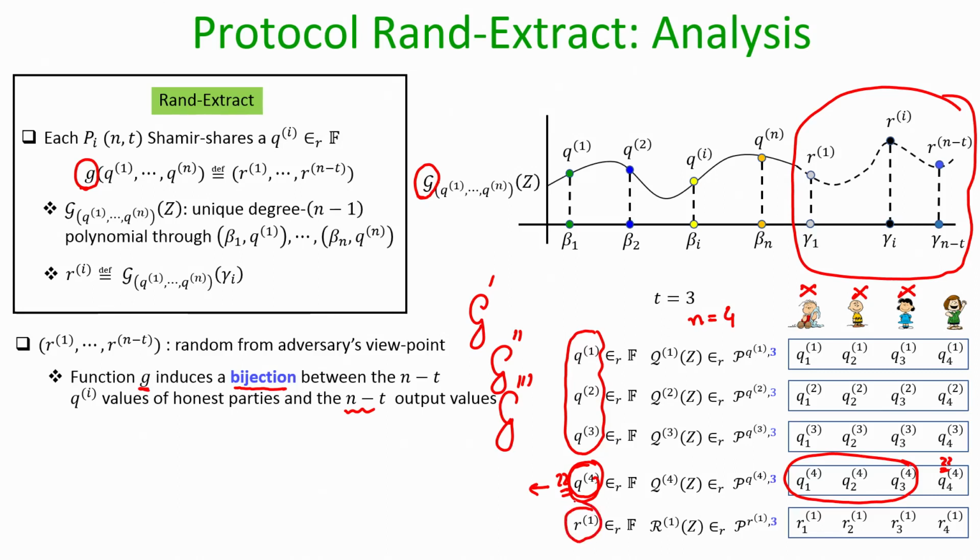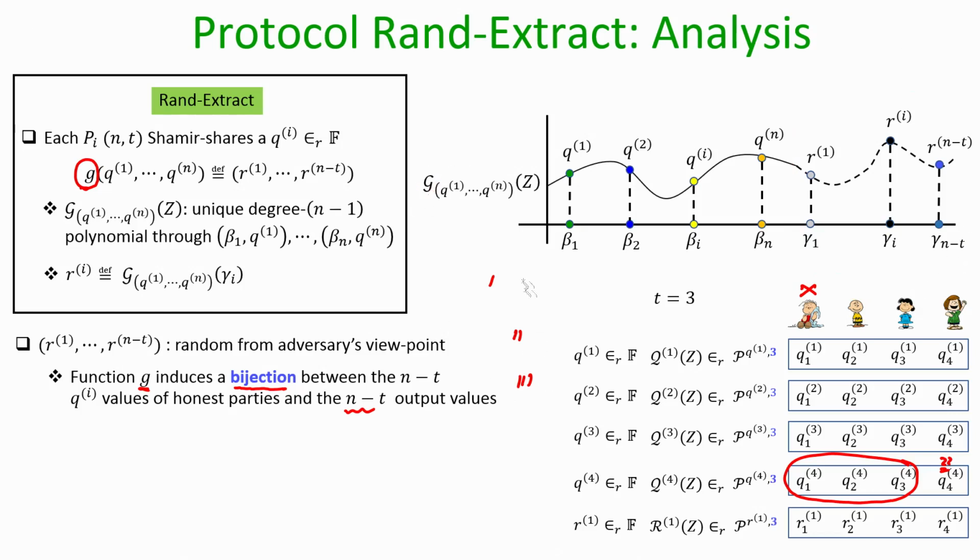And that is why, since n minus t input Q values are not known to the adversary, as soon as the adversary fixes any candidate n minus t Q values in its mind, that fixes the corresponding G polynomial in the adversary's mind, and hence it could be any n minus t gamma values which the adversary's fixed polynomial would have produced in a secret shared fashion. So, that ensures that indeed the output values which are generated as per this randomness extraction process are random from the viewpoint of the adversary.